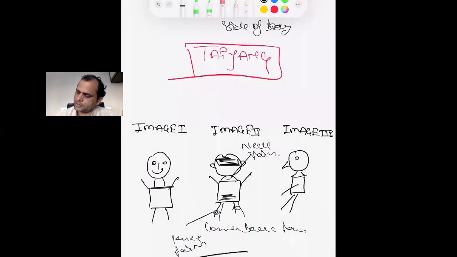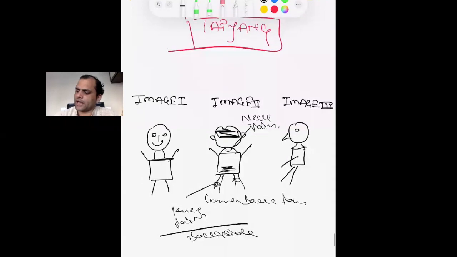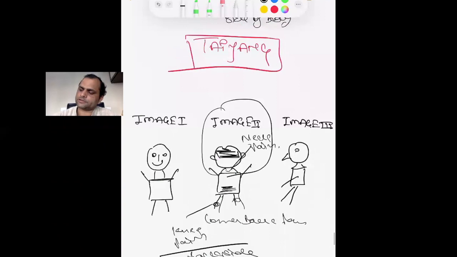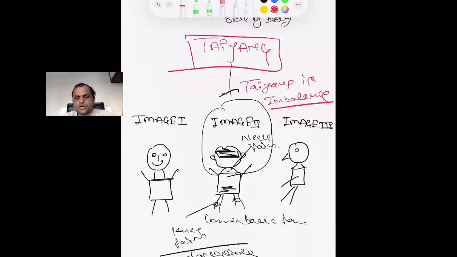Knee pain in the backside. So we say this is the problem connected with Tai Yang. So what do we write in our prescription? Tai Yang imbalance. The lower back pain, which is very common nowadays, is a problem of Tai Yang. The spondylosis, either in the neck or the lower back, is a problem of Tai Yang.